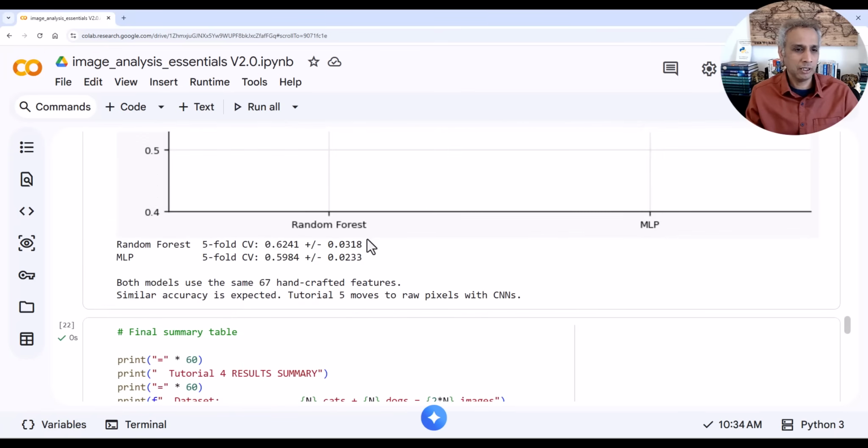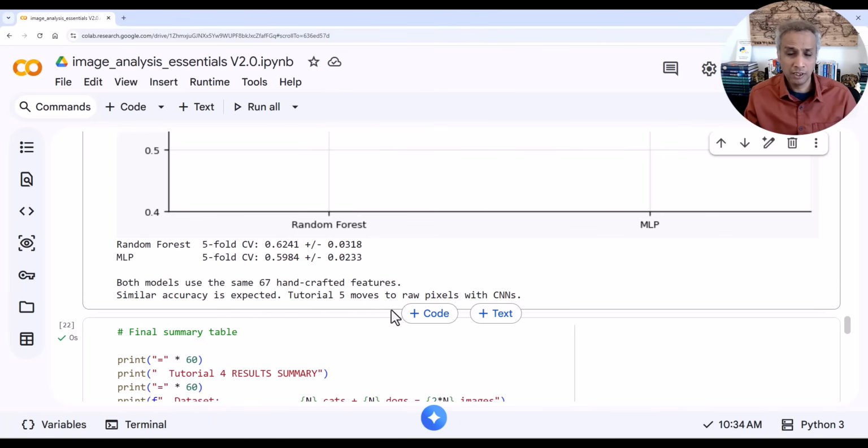And if you want to look at the values, random forest gives us 62.4% versus 59.8% for MLP. In both cases, they're above 50%. So they're learning something. So better than random. We can predict if it's a cat or a dog. Definitely better than random, but not much better than random. Only 10% above random. That's it.